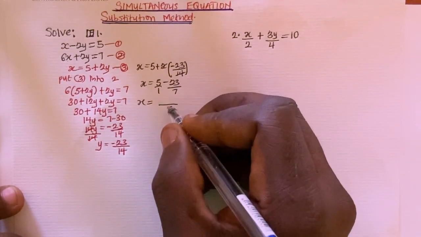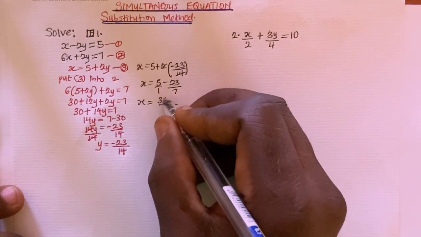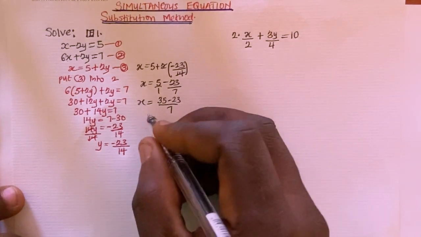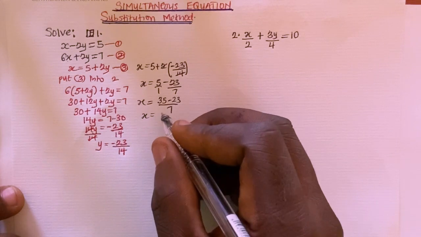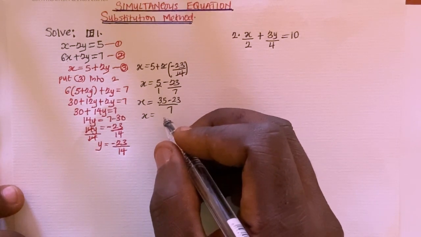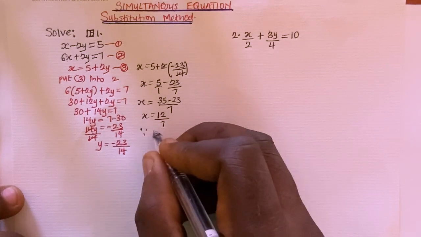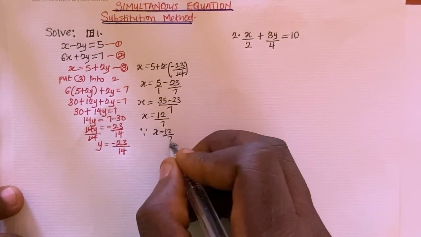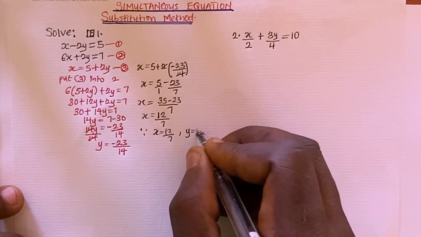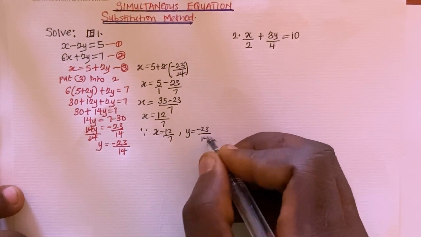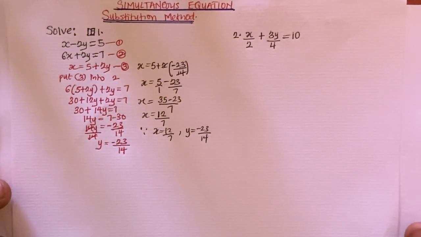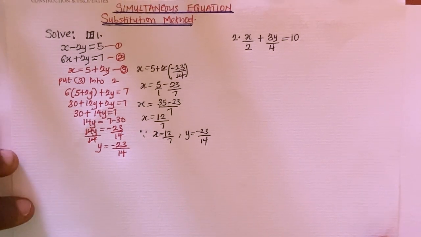Here we're going to have 35 minus 23. So our x will be 35 minus 23, that should give us 12 divided by 7. So therefore, in this case, x equals 12 divided by 7 and y equals minus 23 divided by 14. So that's it as far as the first one is concerned. Now let's move to the second question.